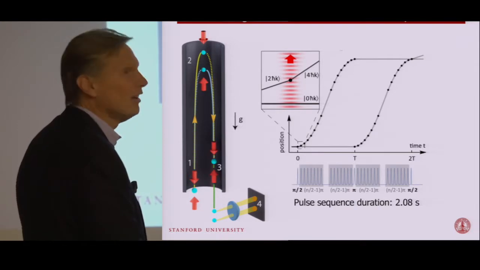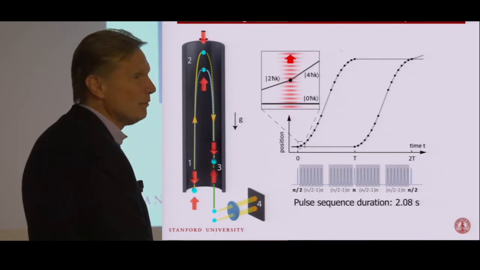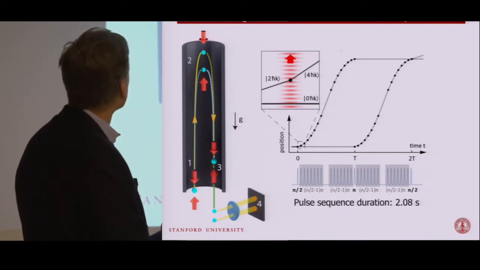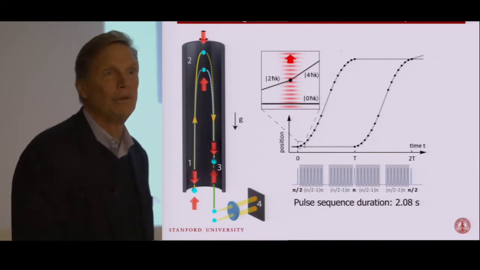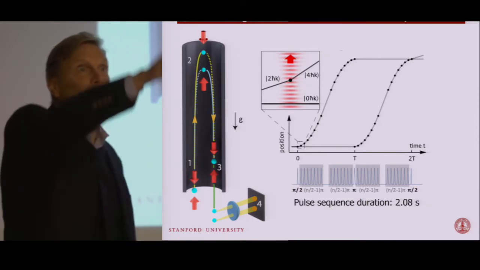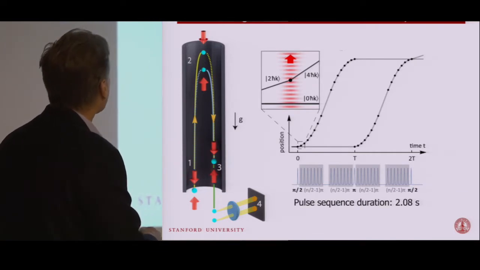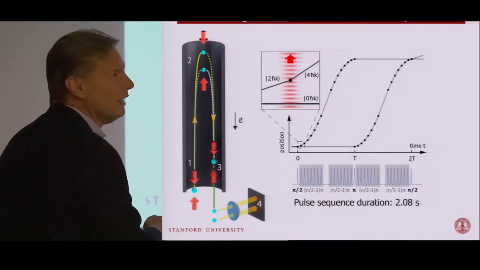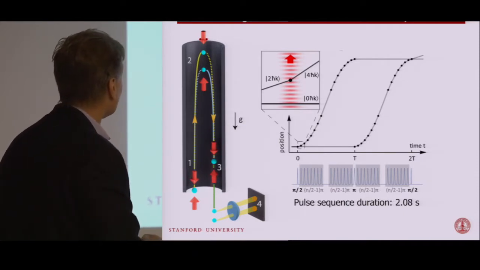This is the initial cloud of atoms, 10 to the 5 atoms, and they're launched at 13 meters per second with this lattice up this tube, and they fall back down. I've displaced the trajectories there just so you can see what's going on. Actually, everything's happening along a single axis. So this is just to help explain. And of course, they're decelerating and accelerating due to gravity, which is responsible for these vertical trajectories.